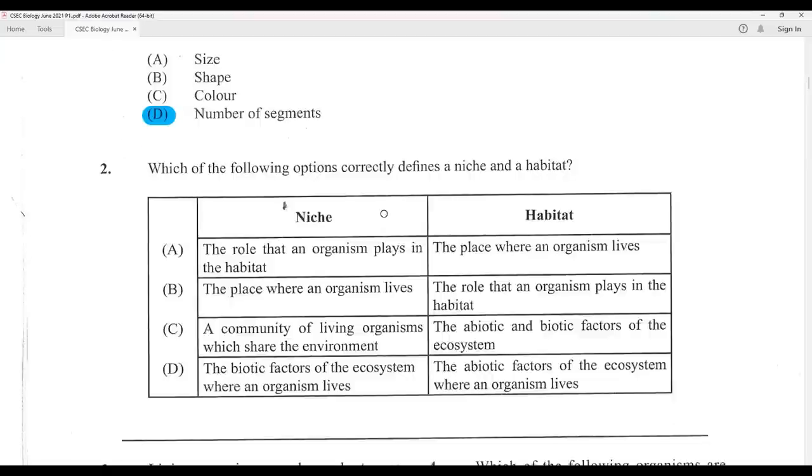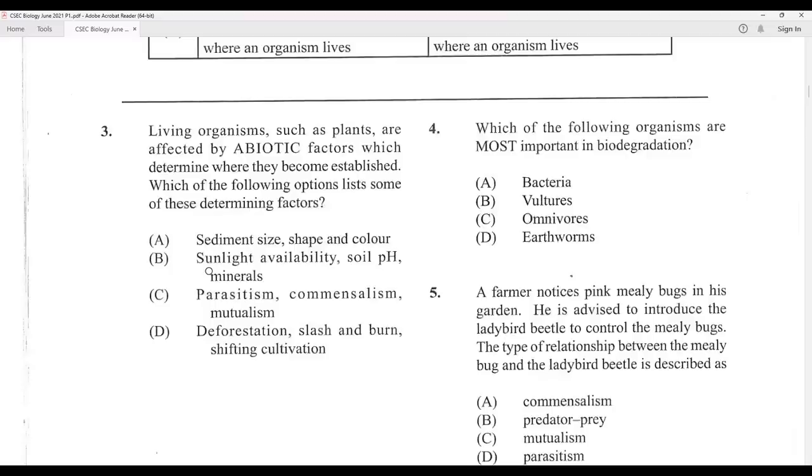Which of the following options correctly identifies a niche and a habitat? In question 2, the role an organism plays, its job, its duty, that is what a niche is, and the habitat is the place where the organism lives. So A is the answer.